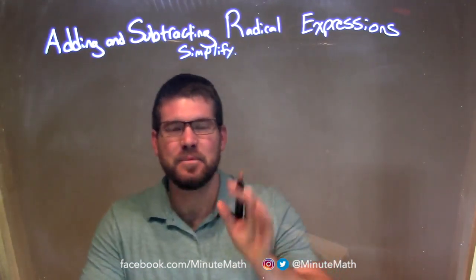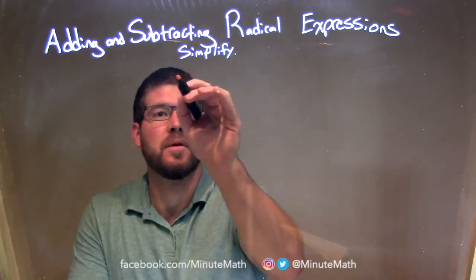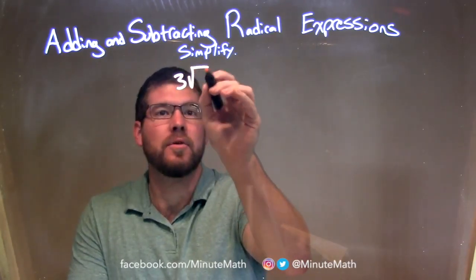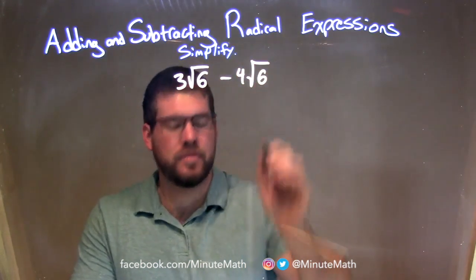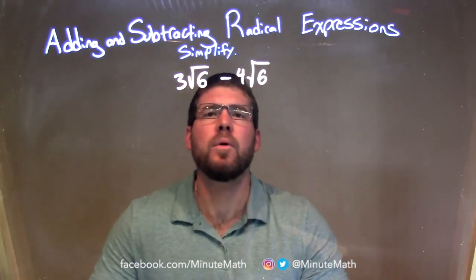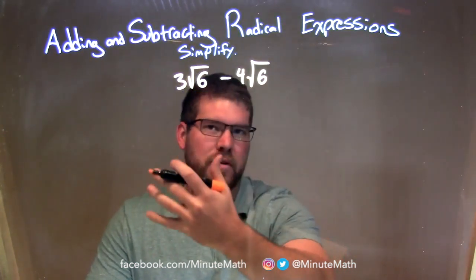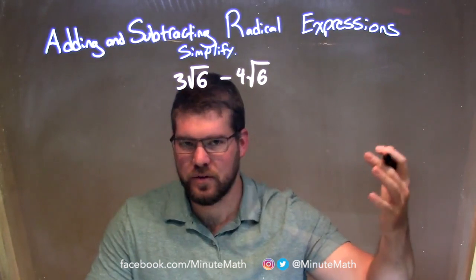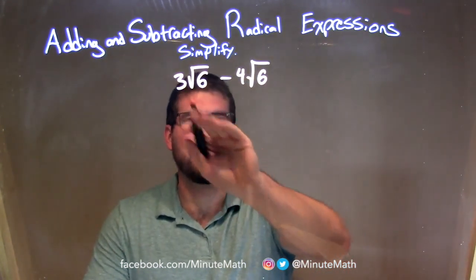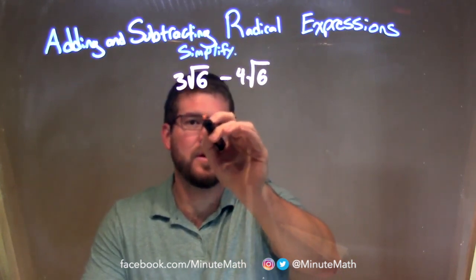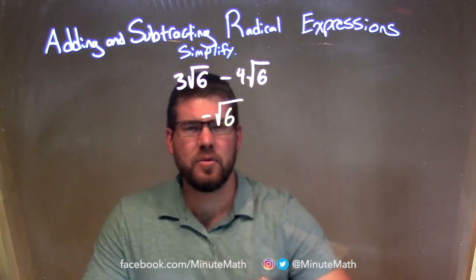So if I wanted to simplify this problem, 3 square root of 6 minus 4 square root of 6. Since this is 3 times the square root of 6 minus 4 square root of 6's, we can just subtract and keep the square root of 6 there. So 3 minus 4 is just a negative 1. So we have a negative, right? And then square root of 6. So this one's pretty simple.